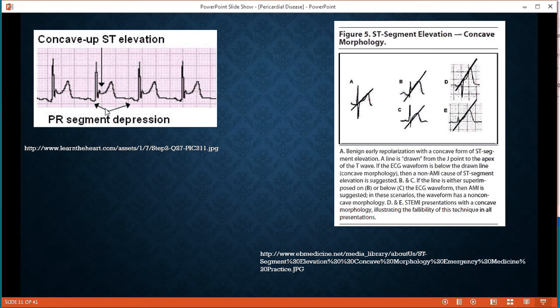The other thing that you're going to see here is, and I didn't point this out in the previous lecture, this depressed PR interval, our PR segment. Normally with the P wave going to the R wave, or potentially the Q wave, you're going to see the P wave come back to the isoelectric line and then take off into the QRS. With somebody who has pericarditis, you're going to have depression. If you have atrial involvement of pericarditis and inflammation, then you're going to see this depression of the P wave once it comes back to the isoelectric line.